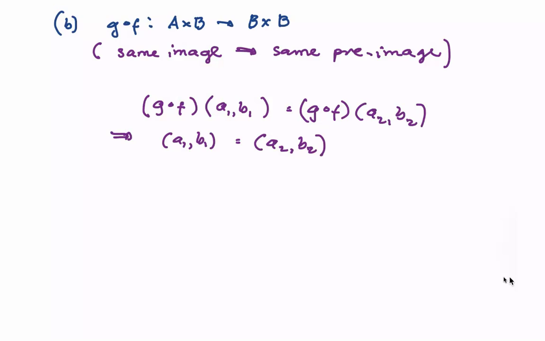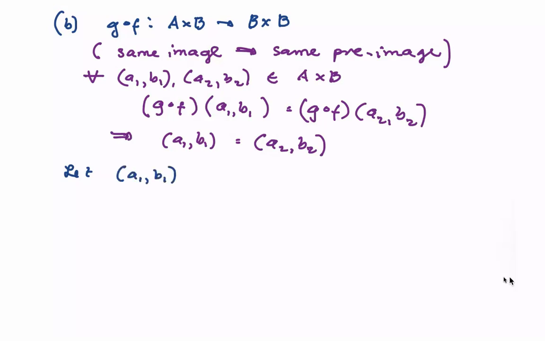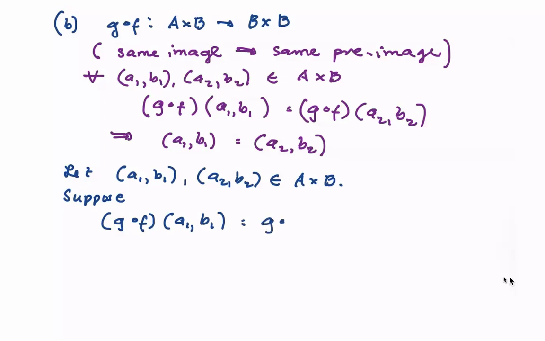What will be our quantifier here? So this is for all (A1, B1), (A2, B2) element of your domain. Okay? So let us start. Let (A1, B1) and (A2, B2) be arbitrary elements of A cross B, and then suppose G circle F of (A1, B1) is the same as G circle F of (A2, B2). We want to show that (A1, B1) is equal to (A2, B2).